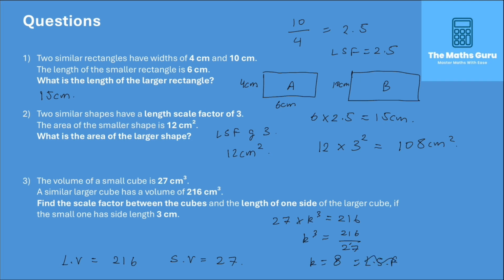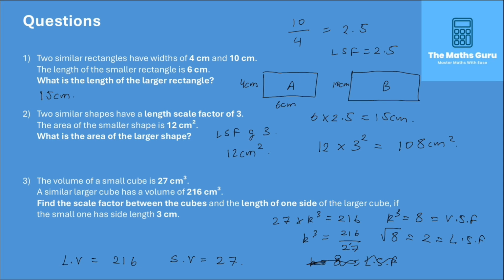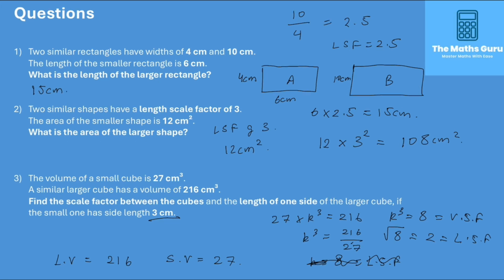Actually, no, it's not. I tell a lie. k cubed is 8, which means this is our volume scale factor. To work out our length scale factor, we have to do the cube root of 8, which is equal to 2, which is equal to our length scale factor. It now tells us that the smaller one has the length 3 centimeters. So to work out the length of one side of the larger cube, we do 3 times by our length scale factor, which is 2, and that's equal to 6 centimeters.